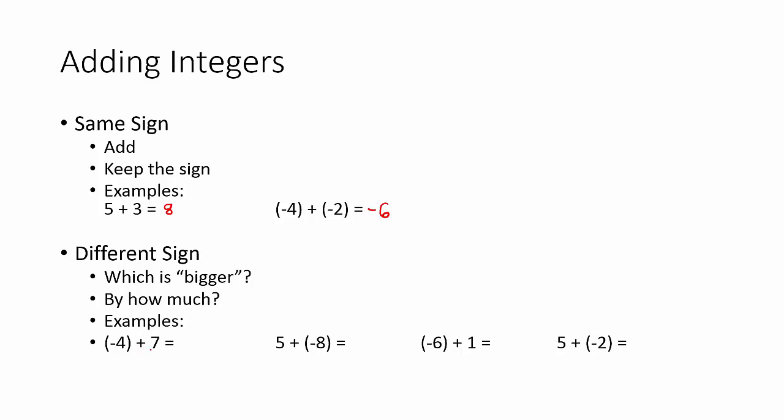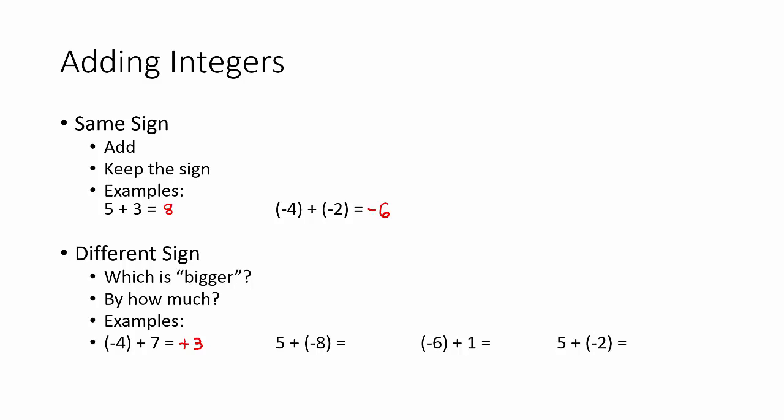Notice the positives, the 7 is bigger than the 4. So that bigger one keeps the sign. And how much bigger is 7 than 4? We've got 7. We back up 4. 7 minus 4 is 3. The answer's positive 3. We're going to do the same process every single problem. Which one's bigger? That's the sign. How much bigger? That's the answer.